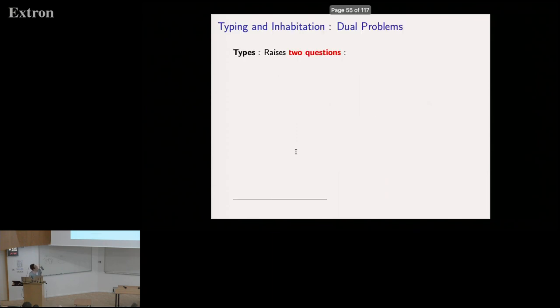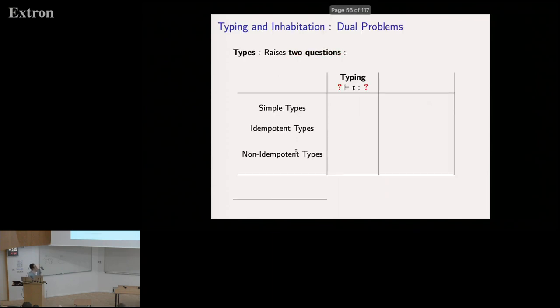All right, so when we have a typing system, there are two main questions. The first one, the usual one, is typing. So someone gives you a program and you try to find a type context and a type to type it. And of course, for simple types, this is decidable. However, for intersection types, it is undecidable because we are characterizing termination. So we definitely can't decide the typing.